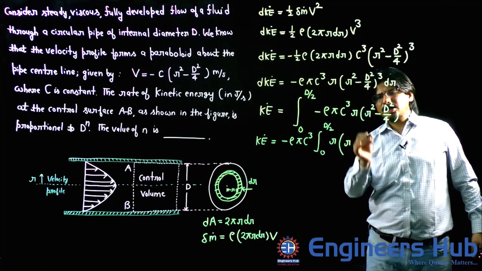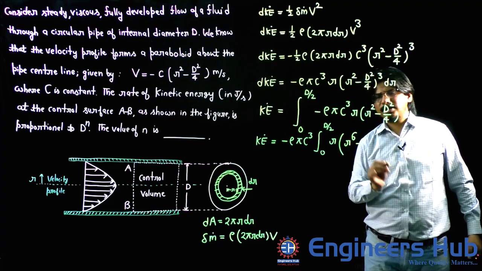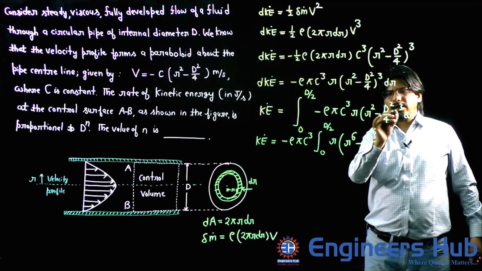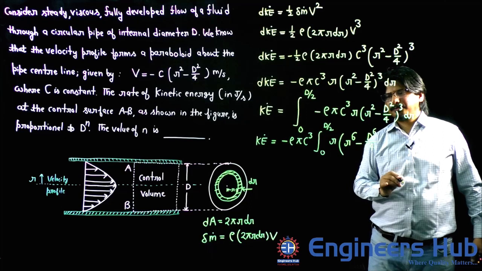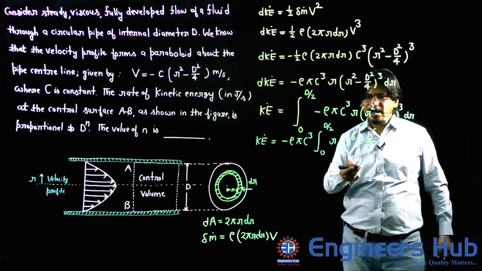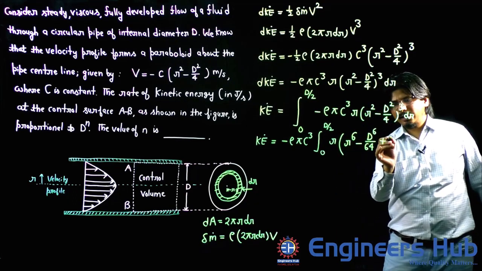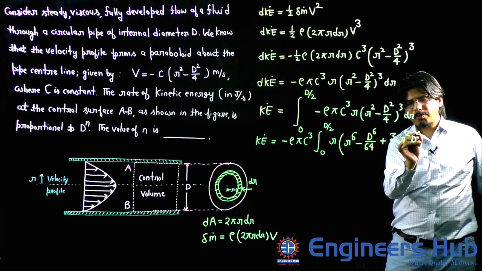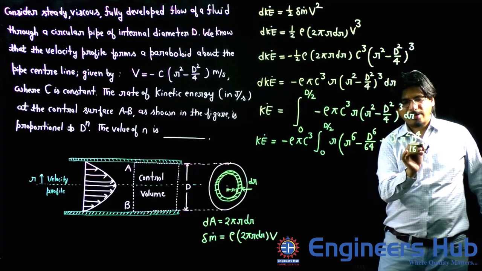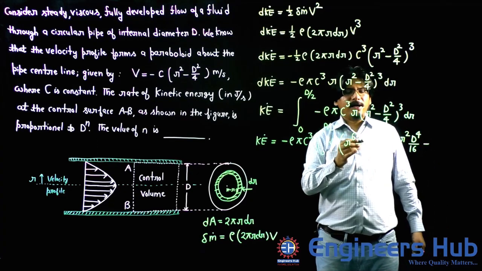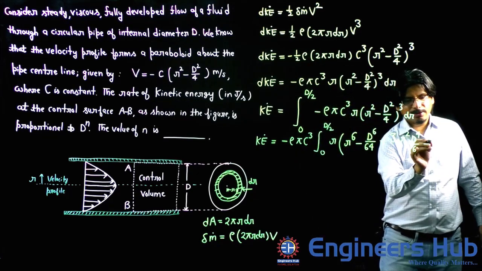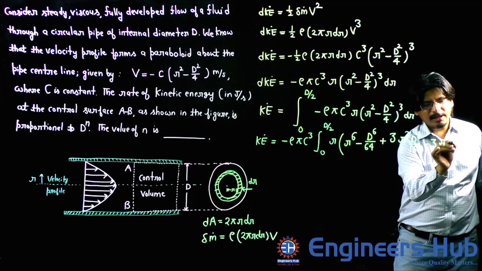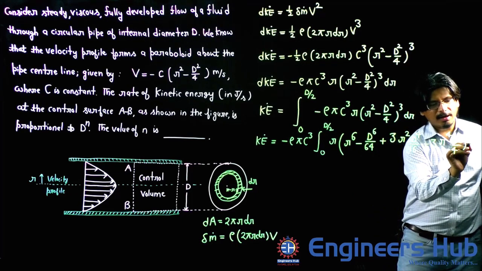A cube, r square cube, will be r power 6. a cube minus b cube, this is your b, so the b cube will be D power 6, 4 cube will be 64, plus 3ab square, so 3a, small r square, b square, D power 4 divided by 16, minus 3a square b, so minus 3a square, small r power 4, b, D square by 4, dr.